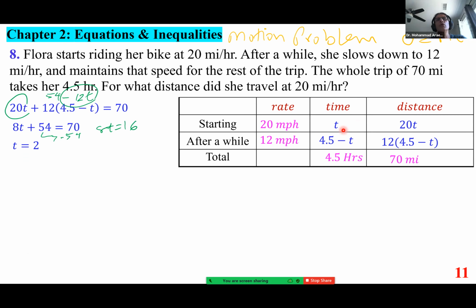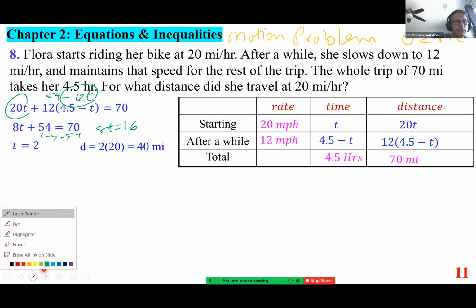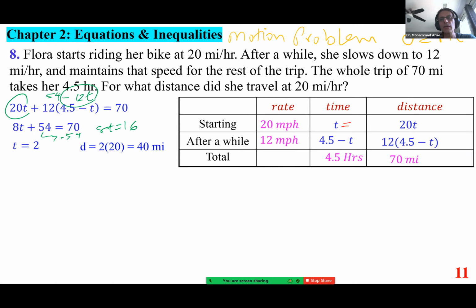So if T is 2, that means this one must be 2.5. We wanted to know the distance. We want to know this one. So 20 times T. So you want to make sure you go back and answer the question. So this one is 40 miles. In other words, this is the 2 hours. This is 40 miles. That's what the question asks. You can answer the rest of it.